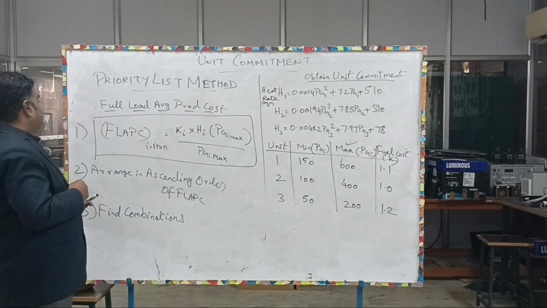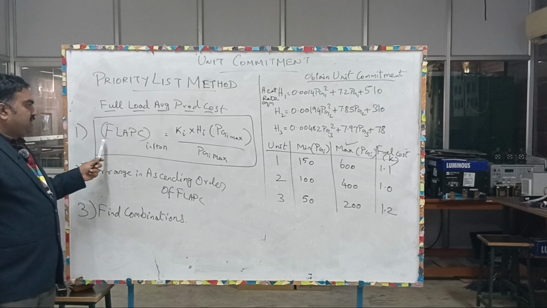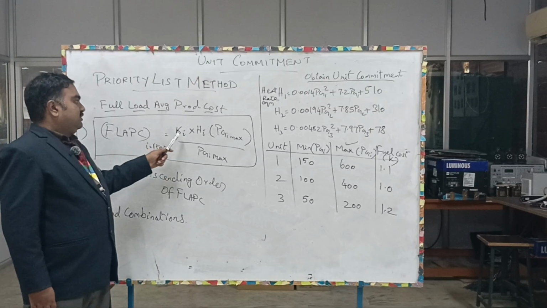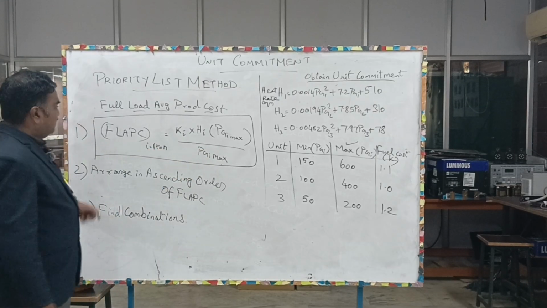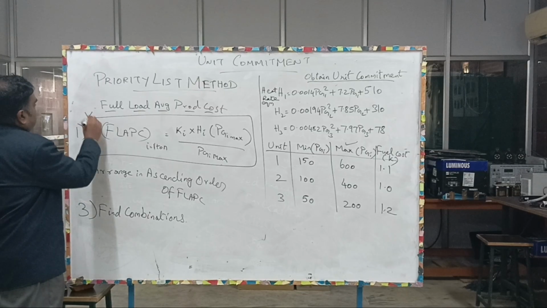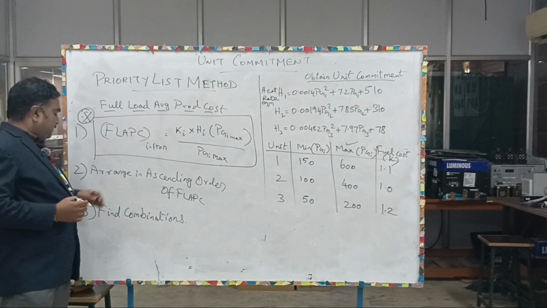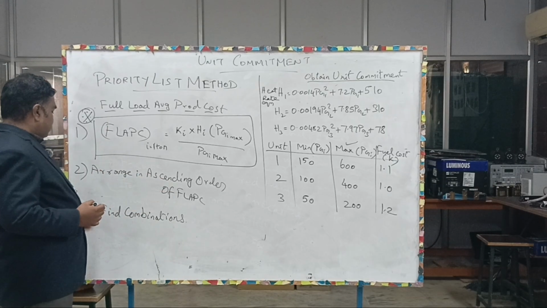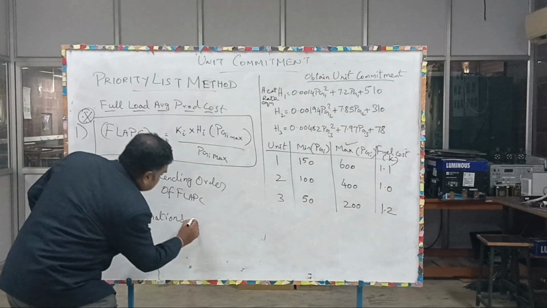Right. So, again I am telling, first you have to find out the full load average production cost of the ith generator. So, it will be Ki into Hi of PGi max divided by PGi max. Please note down this formula, this is very much important. And then step 2 is arrange in the ascending order of FLAPCs. The third one is find out the combinations and strategies.